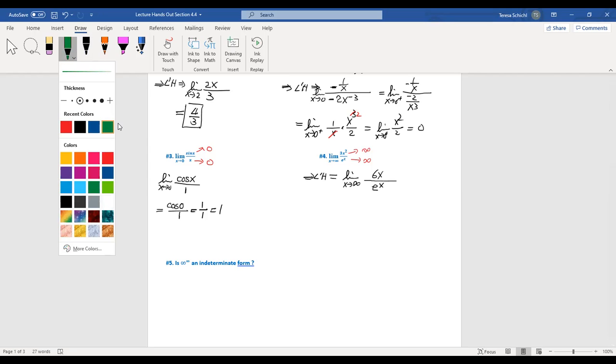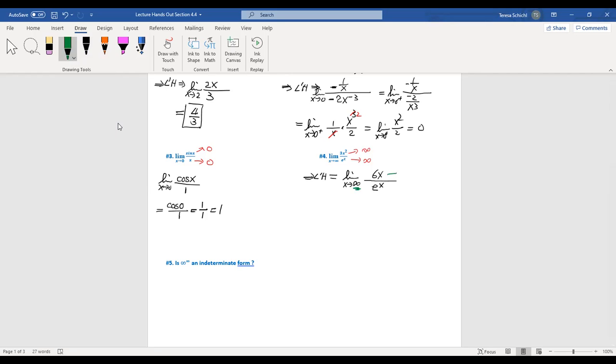Okay, so x approaches infinity again. So what is this one here? This one is still infinity, right? So when this one approaches infinity, what is this one? Still infinity. Oh wow, so it's still infinity over infinity. So I did not solve my problem here.